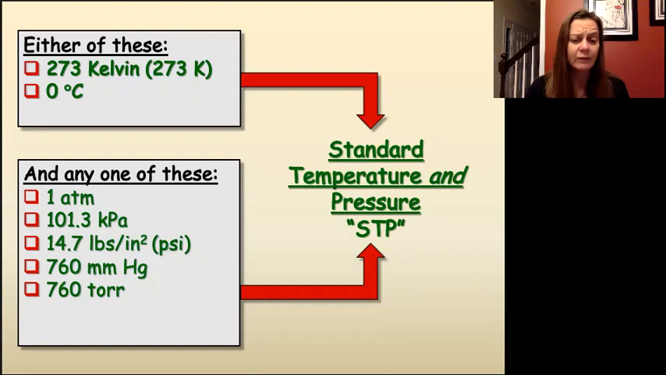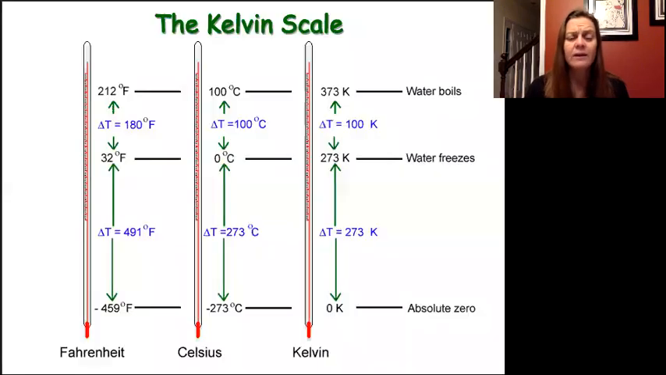So let's just really quickly review the Kelvin scale, because everything we do in the gas unit will have to be in Kelvin units. You remember that the size of the degrees in the Kelvin scale is the same as the size of the degrees in the Celsius scale. It's just that the 0 point is different. So the Kelvin scale starts at 0 Kelvin, which is absolute 0, which means that 273 Kelvin is the freezing point, or 0 degrees Celsius, or 32 degrees Fahrenheit.